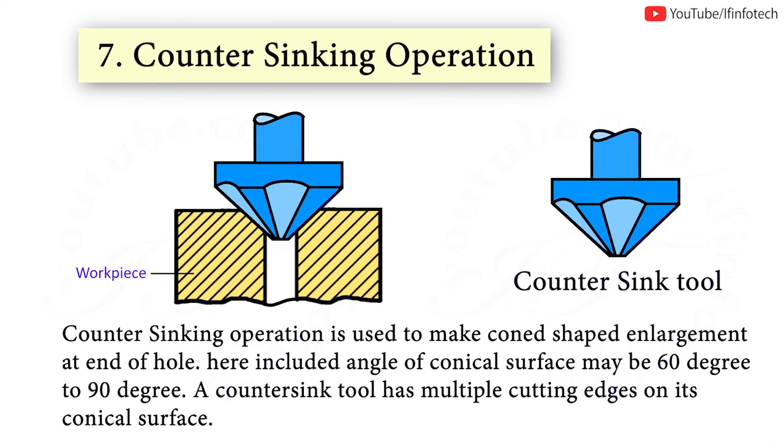The countersinking operation is used to make a cone-shaped enlargement at the end of a hole. Here the included angle of the conical surface may be 60 degrees to 90 degrees. Here the countersink tool has multiple cutting edges on its conical surface.